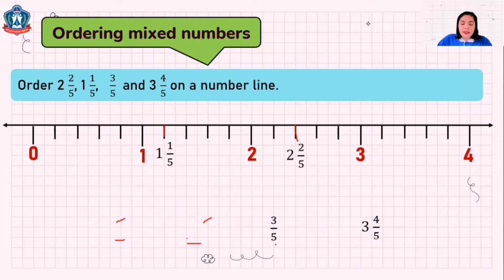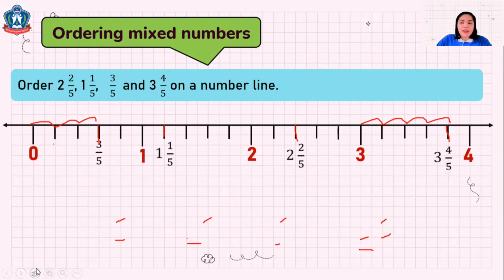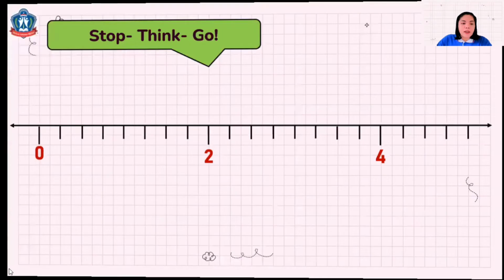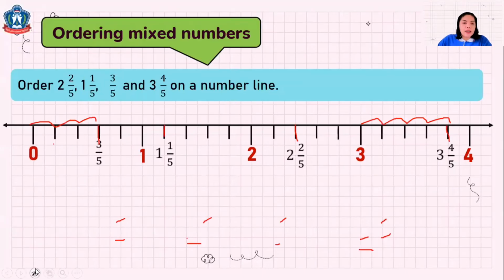How about 3/5? 3/5 is less than 1. So 3 parts out of 5. So from 0, we have 1, 2, 3. So this one is 3/5. Okay, good. Now how about 3 and 4/5? So this is more than 3 and 4 parts out of 5. So we have 1, 2, 3, 4. So it's around here. Okay, children, this is the correct order of these fractions on the number line. Take a look. This is how to place them correctly on a number line.